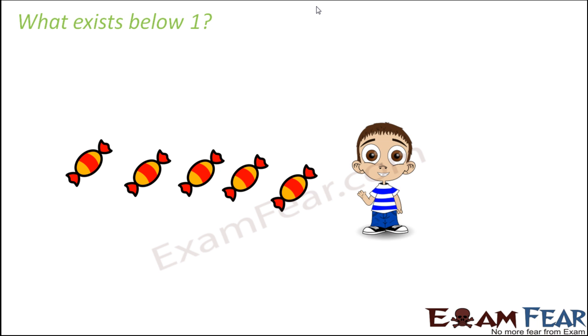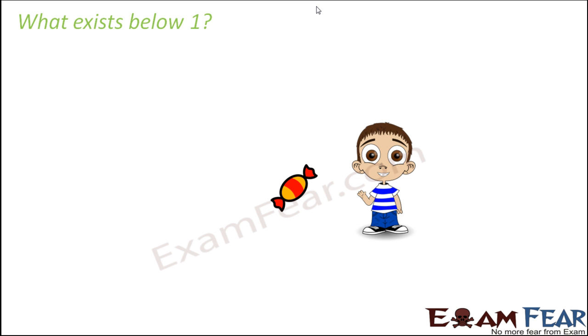So let's have a look at this on the screen. What do we see? We see that this little boy has 5 candies with him. So 5 candies. I remove 1. How many are left? 4. I again remove 1. What is left? 3. Remove 1. 2. Remove 1. 1. So now 1 is left.